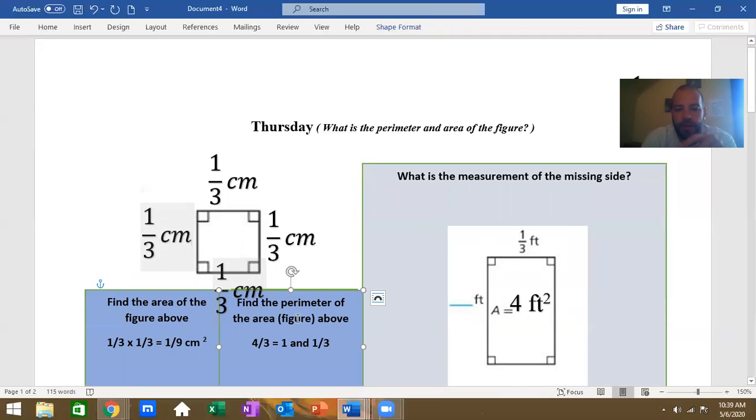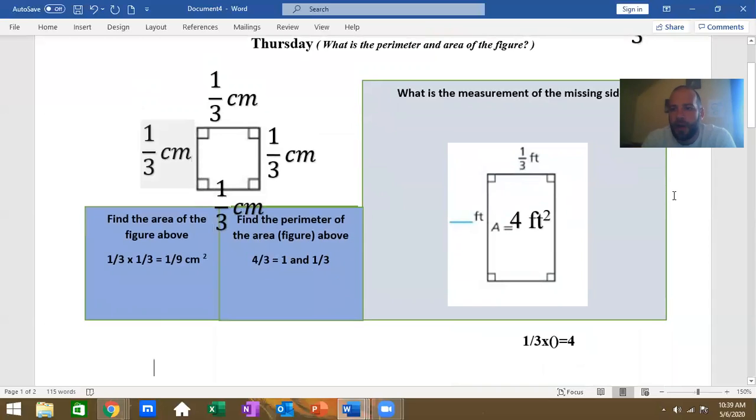Okay, so perimeter, add them all, and I put find the perimeter of the area. I don't know why I wrote that. It's just find the perimeter of the figure, but it's important to figure out a way to remember the difference. Perimeter is the outside, right? You just add them all together, and then area is you multiply the two sides to find how much area is on the inside. All right, let's go to this last question.